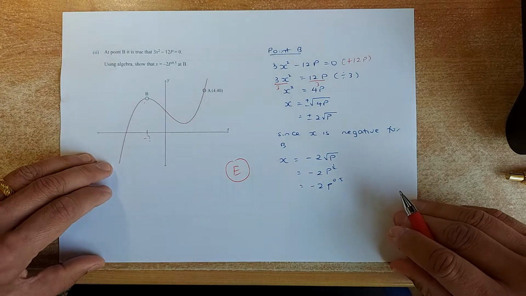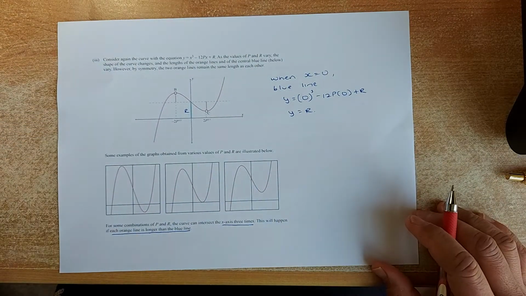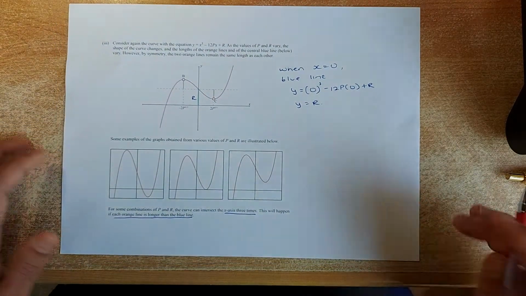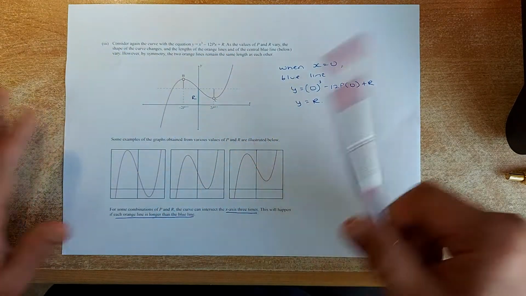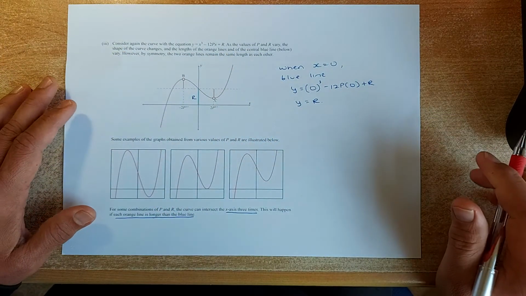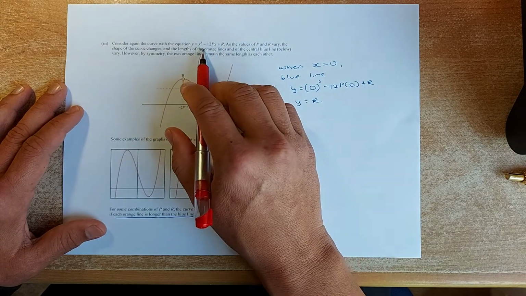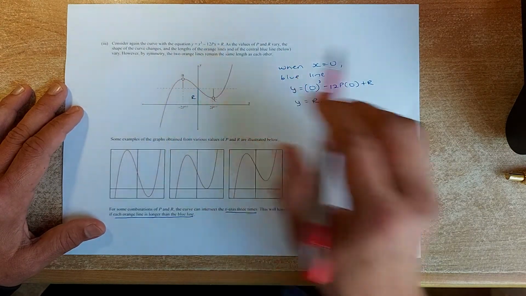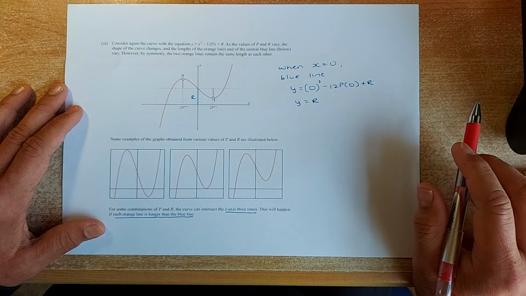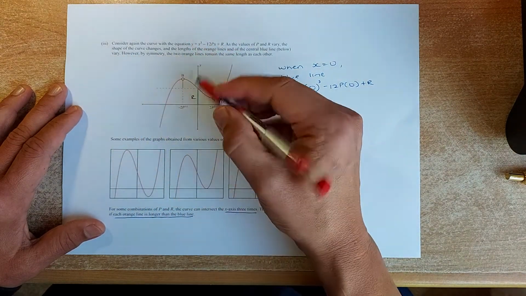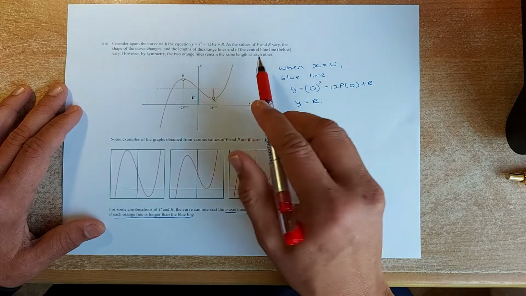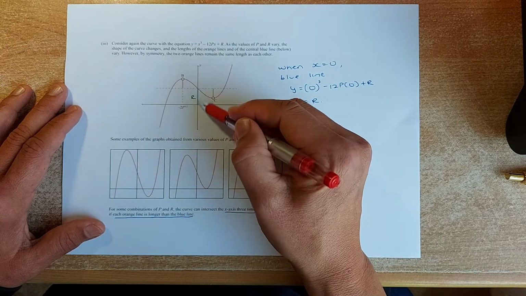And the last question is another excellence question. Have a read. Hopefully you can read it, because I printed it out small as this page is too small. Consider the curve. Again, the equation is x cubed minus 12px plus r. So the shape of the curve changes, and the length of the orange line. So this orange line and the blue line is r.